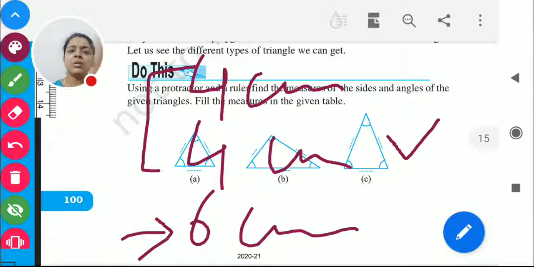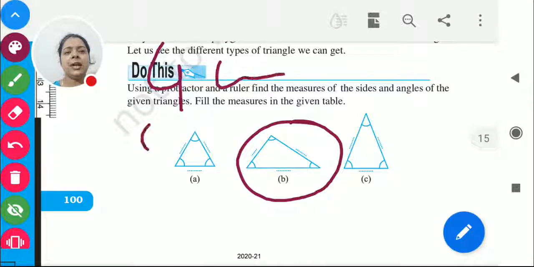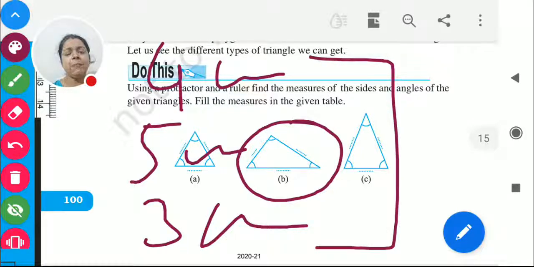There is one more kind, when you look at this triangle and find that none of the sides are equal. None of the sides are equal means all the sides are unequal to each other. One may be 4 centimeter, another 5 centimeter, another 3 centimeter. All three sides are undoubtedly there, but their lengths are completely unequal. This is known as scalene.